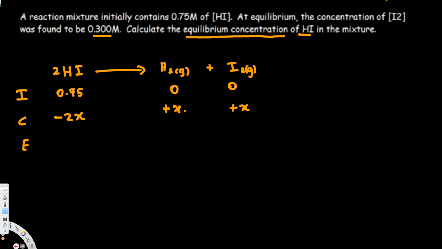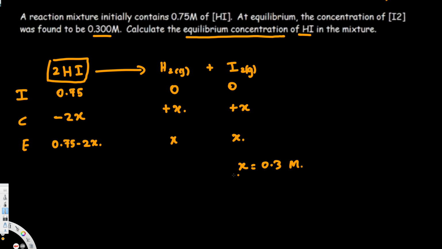Now the equilibrium concentration is going to be the addition of these two values, initial and change. 0 plus x, that's going to give us x, and again here it is going to be the same thing, x, and here we are going to have 0.75 minus 2x. The question is asking for the concentration of HI, so this one we are trying to find. And from the question we know that at equilibrium the concentration of I2 was found to be 0.3. So here x is going to be equivalent to 0.3. So that's going to be the x value.